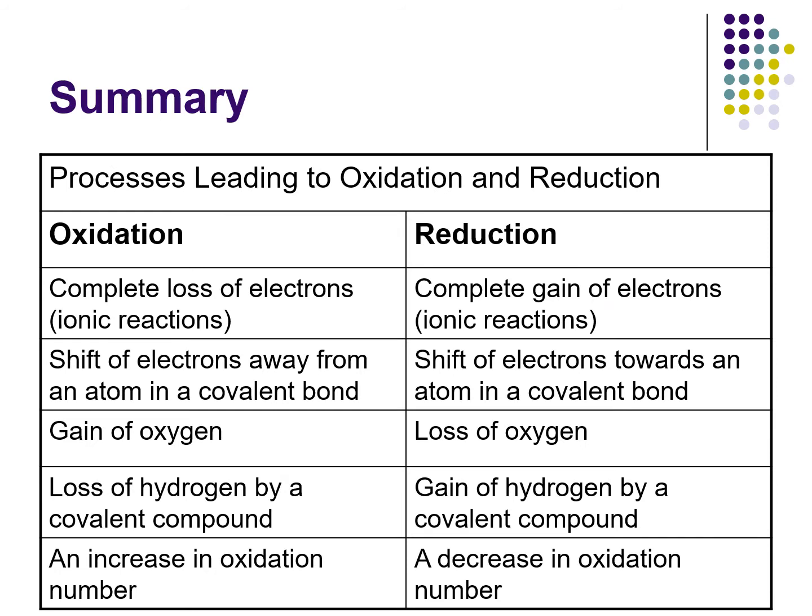Now there's this chart. I would focus on really these two pieces here, either loss of electrons or gain of electrons, or we're about to talk oxidation numbers. Don't worry about the rest. Focus on loss of electrons is oxidation. Gain of electrons is reduction. Again, I always remember gain of electrons is reduction because it's backwards. Reduction is gaining. And then we're going to talk about oxidation numbers in a moment.